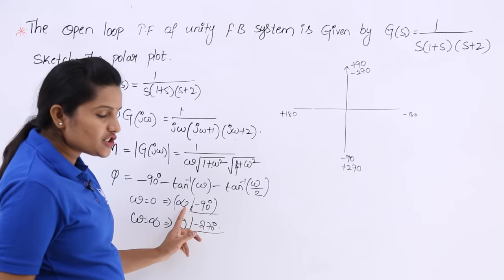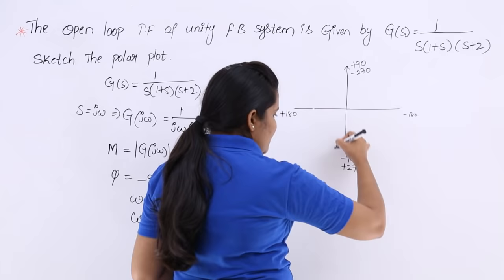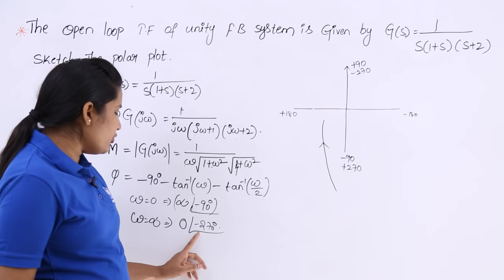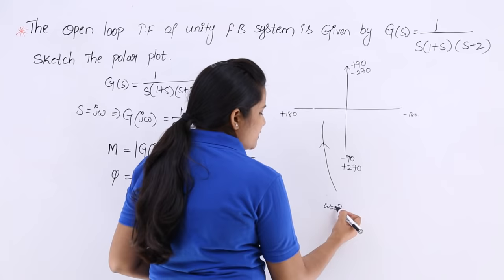So, at infinity it will touch means I don't know where it will touch this line. So, that's why I am leaving it like this. So, the direction will be like this. And coming to this point, this is somewhere at omega equal to 0 it will touch. So, I don't know where omega equal to 0.